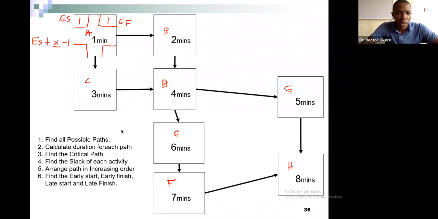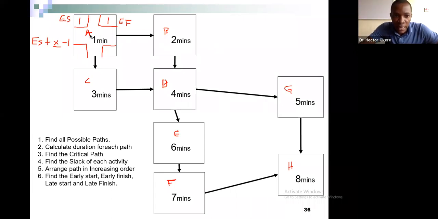Good. Before you start calculating for any path, you first need to find your critical path. You need to know your critical path before you start calculating, because you use your critical path to do the first calculation. After the first calculation, then you can calculate the rest. So what is our critical path? How many paths do we have here?